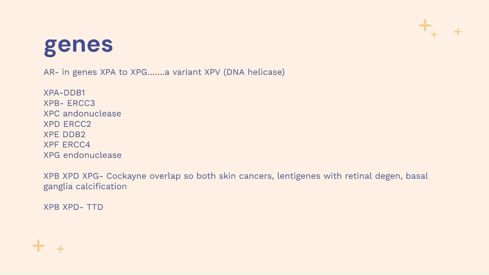And then some key things to kind of look at. So XPB, XPD, XPG can have a Cockayne overlap. So what does that mean? It doesn't mean it's Cockayne syndrome, but it does mean that you can have both skin cancers, lentigines, as well as the retinal degeneration, basal ganglia calcifications, etc. XPB, XPD has overlap with trichothiodystrophy. So you can kind of think of like maybe a rhyming game with that.